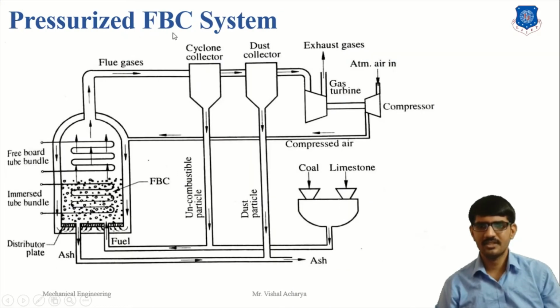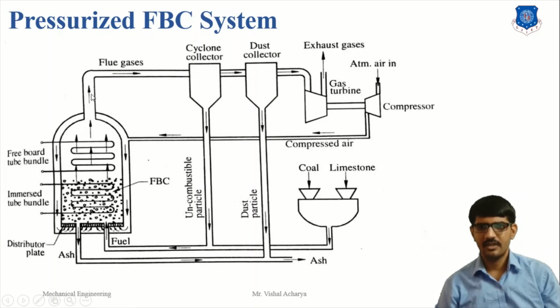Next, in the pressurized FBC boiler, we transfer the compressed air from the gas turbine to the fluidized bed for combustion. Here, ash particles are collected, and the fuel, coal and dolomite are transferred. This is the underfeed stoker. Here, an immersed tube bundle, the boiler tube, converts the water into steam.